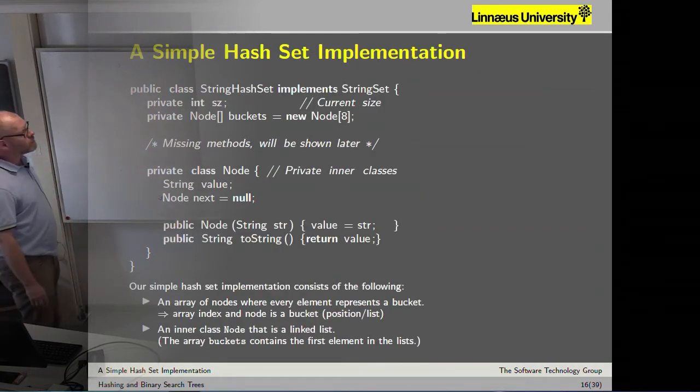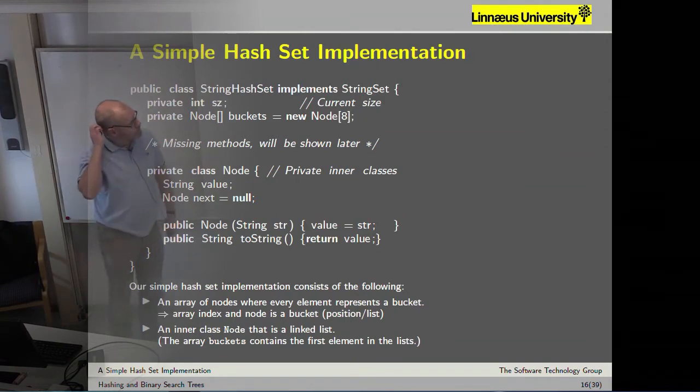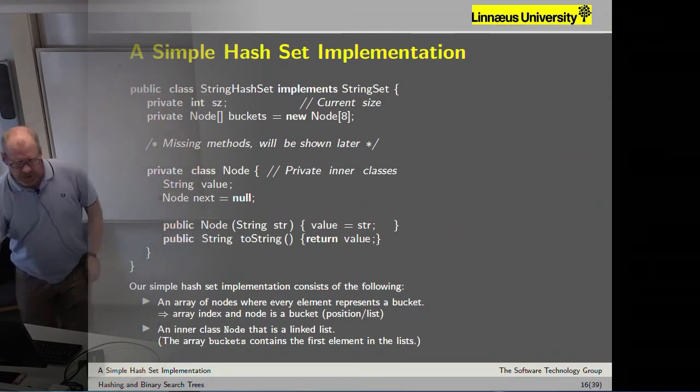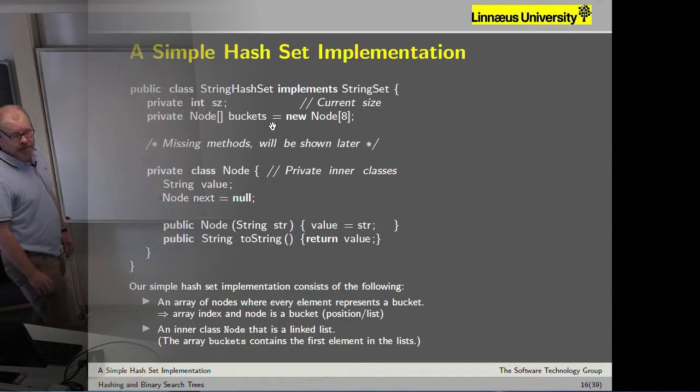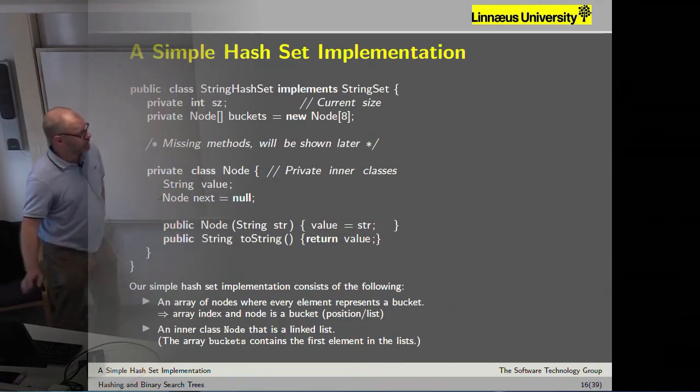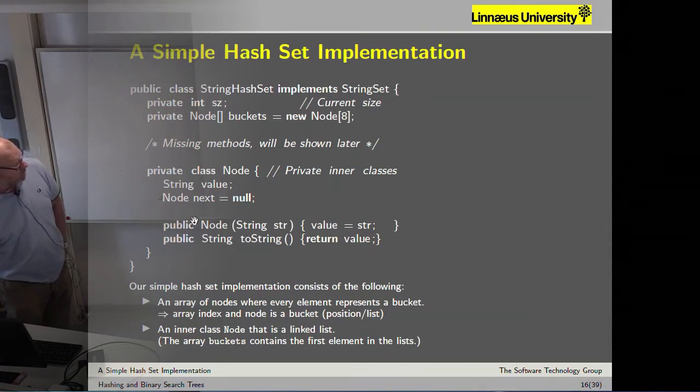This is my implementation of a hash set. I have an interface called StringSet. It is a set of strings, and I provide my own implementation, a hash-based implementation. These are the fields in my hash set. I am keeping track of the current size, and I have my array of buckets. And each bucket is a linked list. The linked list is simply the one that we recognize from the linked list implementation.